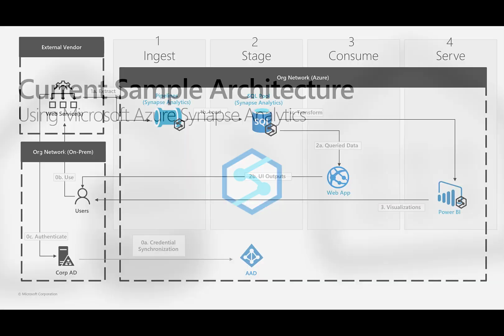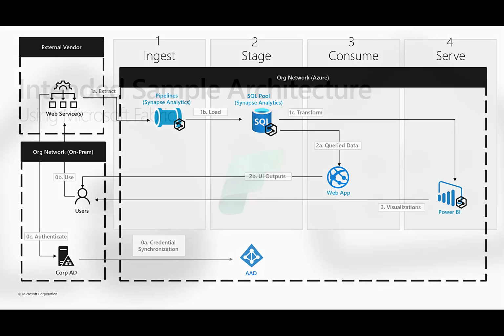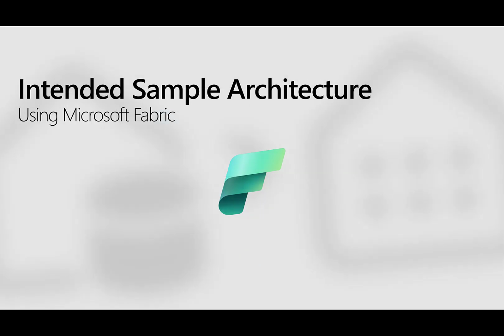In the architecture diagram on your screen, the data is ingested from an external vendor's web service using Azure pipelines in Synapse Analytics. The second step is to load the data in a SQL pool from where it is staged. The staged data in a database can be used to create visualizations using Power BI or can be queried by a web application. Generated visualizations or web application UI output can be delivered to users of the application in the organization. Let's take a look at how this architecture would change if Microsoft Fabric were used.